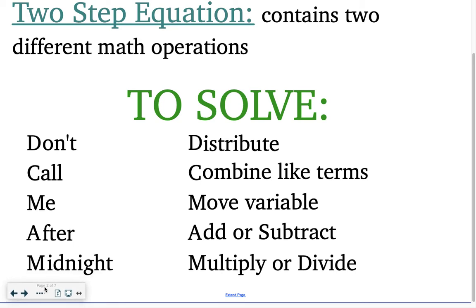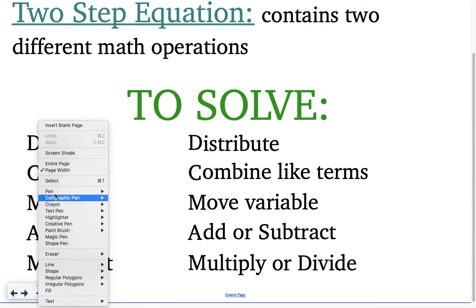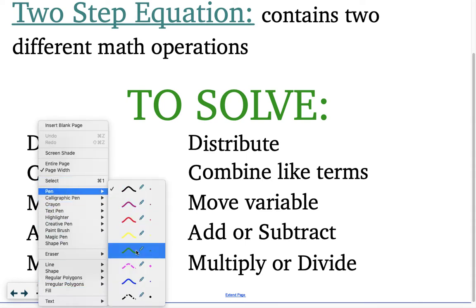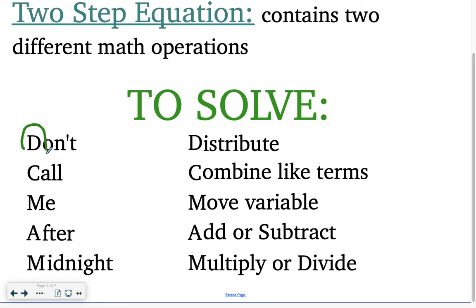something new that I learned, but I think it helps a little bit better than a previous way that I used to teach this, and this is called Don't Call Me After Midnight. So if you can remember Don't Call Me After Midnight, that is used to help you remember the order that you should be doing your work in.